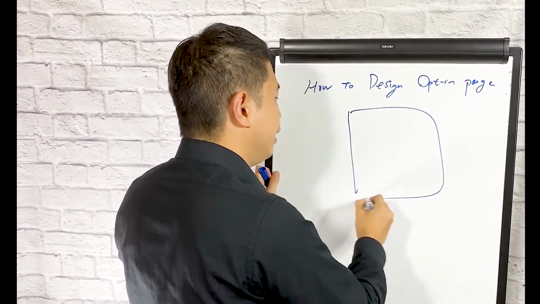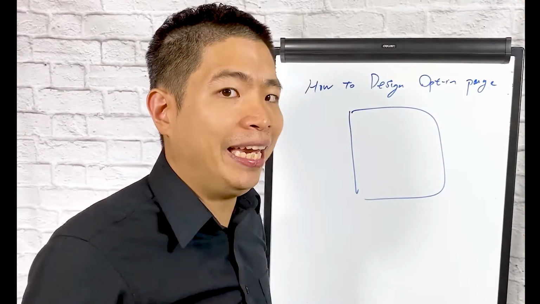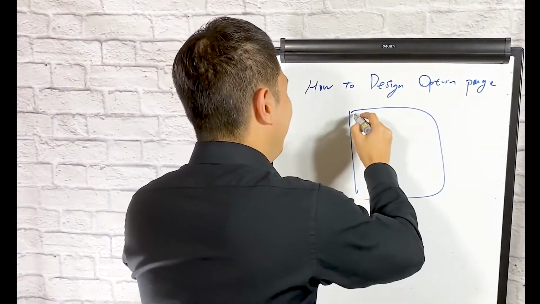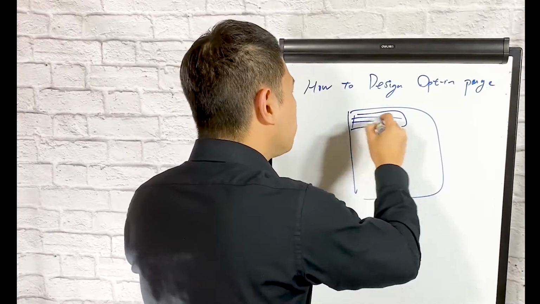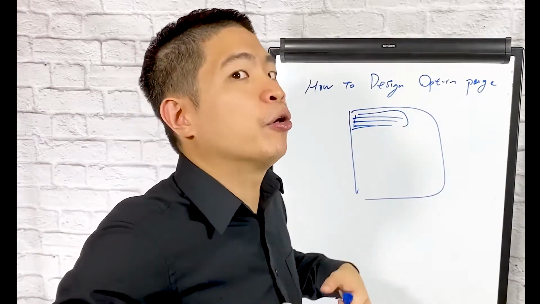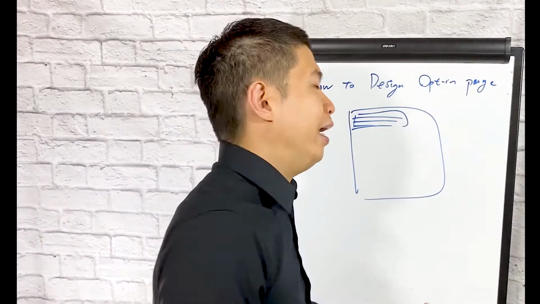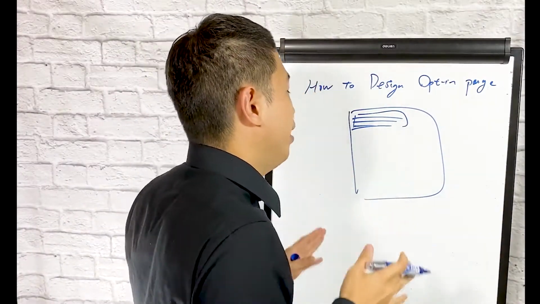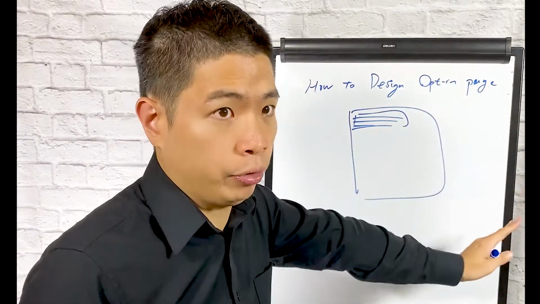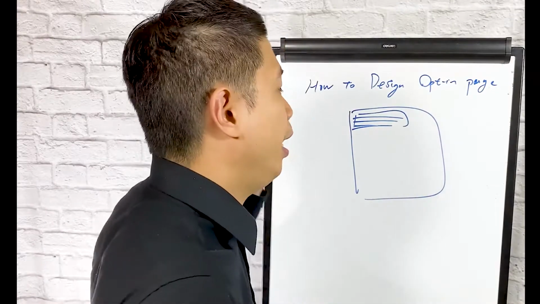So this is an opt-in page. The most important part of the entire page is your headline. So you want to talk about what's in it for them, and you want to get them to feel curious about your content, about the free report, right? So you want to talk about what's in it for them after getting the report, and you want to trigger their curiosity in the headline.